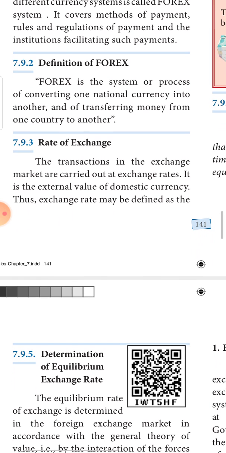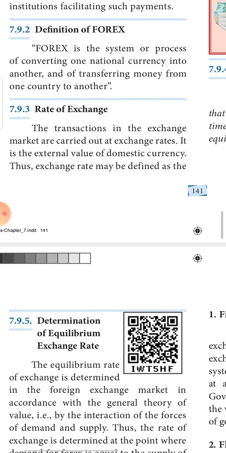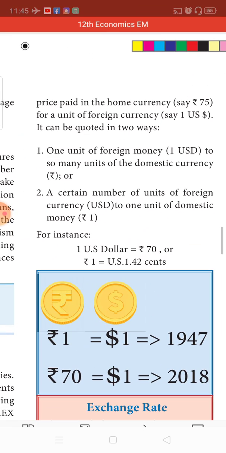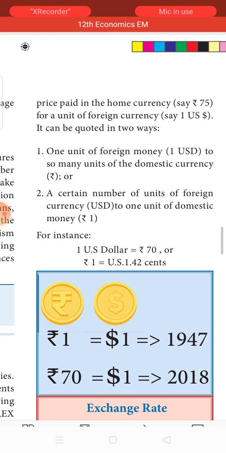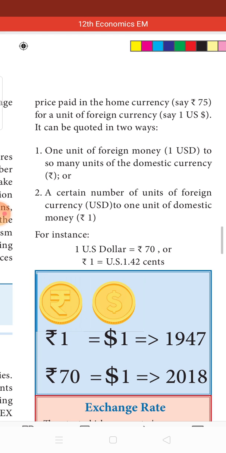How are we going to do the transfer? The transactions in the exchange market are carried out using the exchange rates. Now we need to understand what exchange rates are. Exchange rates could be defined as the price paid in home currency, which is rupees, for 1 unit of foreign currency. Let us take US dollars. To buy 1 US dollar, how much Indian currency should I spend? What is the equivalent value of Indian currency to get 1 unit of USD?